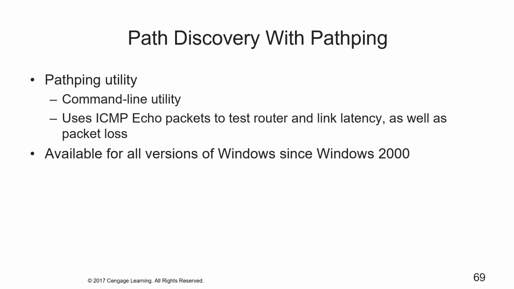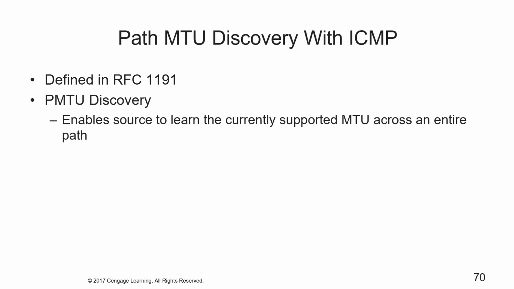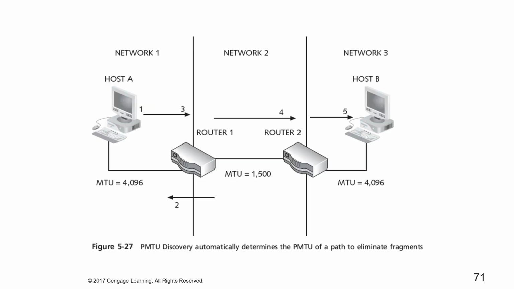So you can use PMTU discovery with ICMP. It's defined in RFC 1191, and it enables the source to learn the currently supported MTU across an entire path without requiring fragmentation. So here is an example of PMTU discovery and how it automatically determines the PMTU of a path to make sure that there's no fragmentation required.